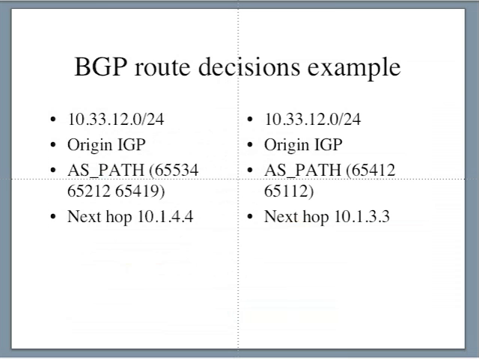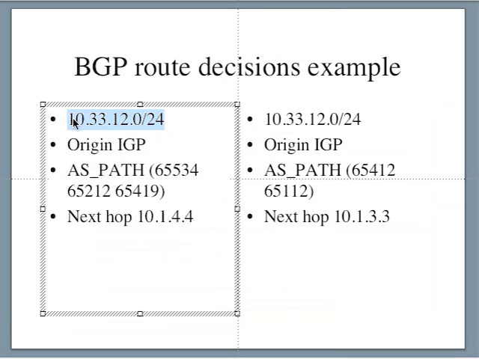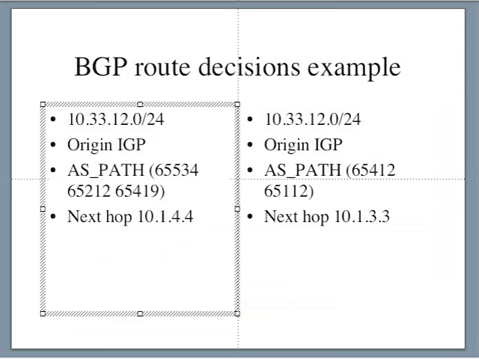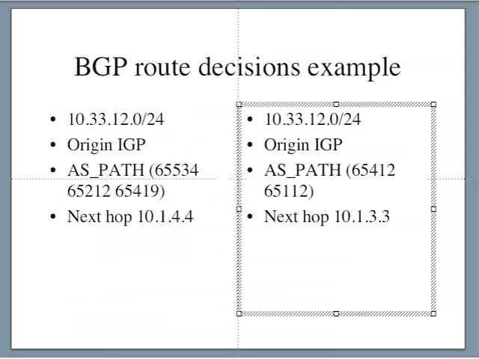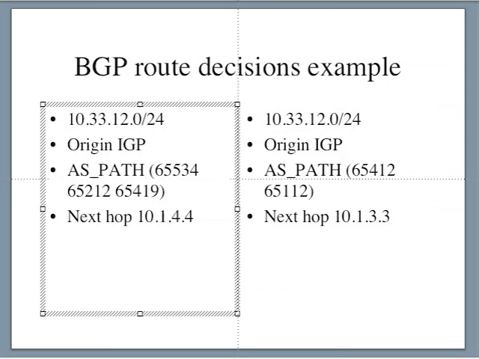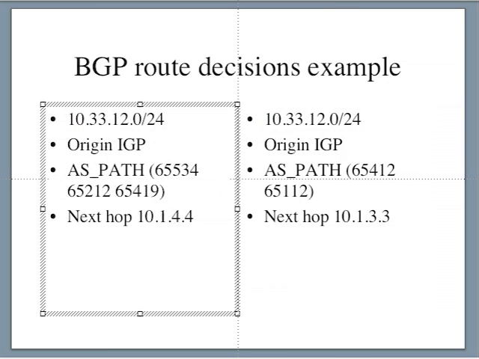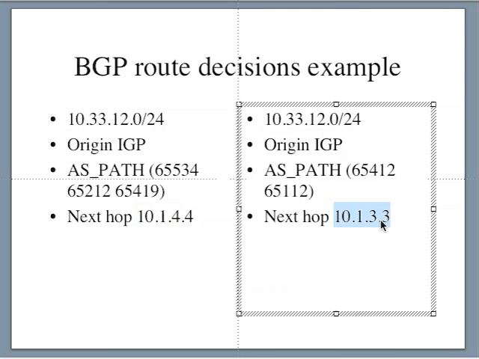Let's do some examples. Here's the first decision example. We have two identical routes, two sets of network layer reachability information. It's the same subnet, same /24. Here are our mandatory attributes. The origin is IGP in both. This one has 3 hops in the AS path. This one has 2 hops in the AS path. This one has a next hop IP address of 10.1.4.4. This one has a next hop IP address of 10.1.3.3. Which one are you going to prefer?